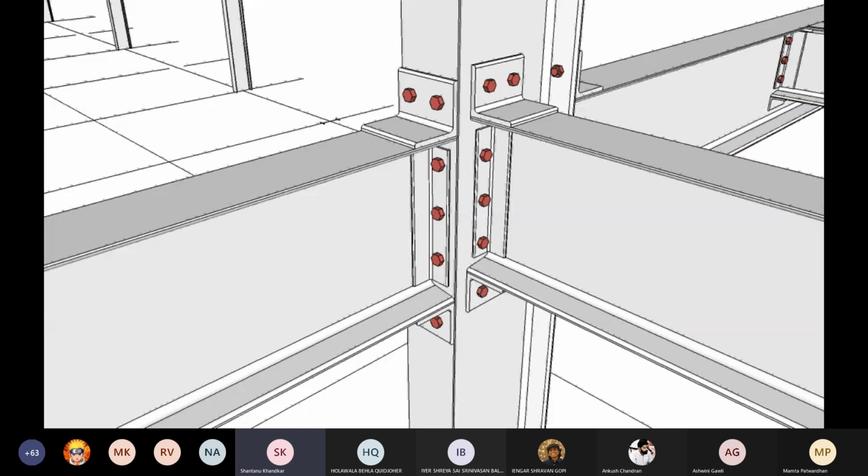Now, here you can see one more thing. If you notice, there are bolts over here, but there are no bolts here, because I have imagined this as a welded connection, and I'll tell you why in a moment. Even here you can see there is no welded connection here. There is no bolt here, but there's a welded connection. Again, I'll explain what that means.